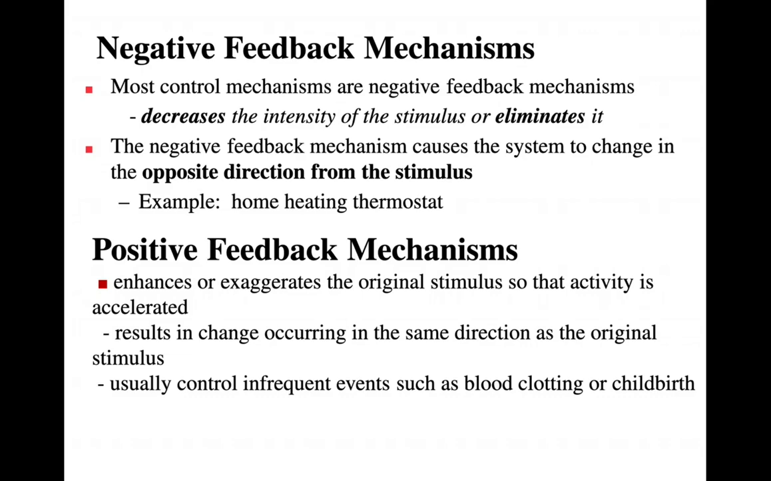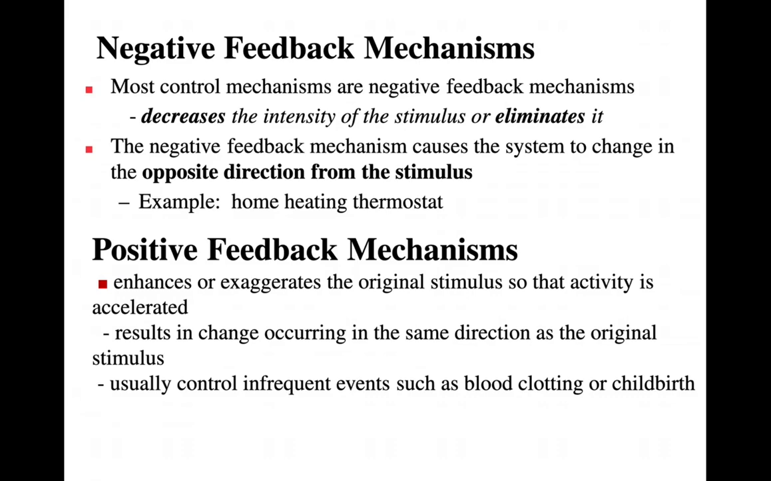Positive feedback mechanisms, these are going to enhance or exaggerate the original stimulus, so it would accelerate the activity. These are actually not very common in the body. There are only a couple of prime examples of these. It's going to result in the change occurring in the same direction as the original stimulus. So blood clotting or childbirth are two examples of these.